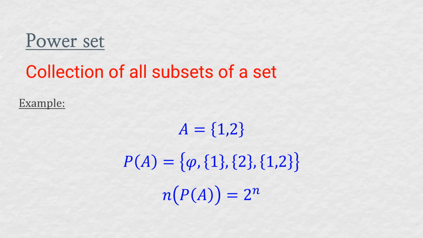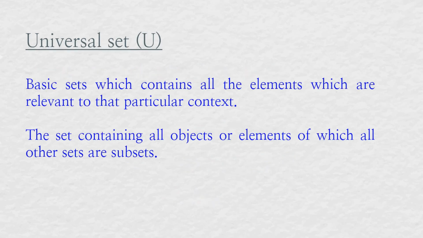Now after seeing the definition of a subset, we realize that all sets can be represented as a subset of another set. So a universal set is a basic set which contains all the elements which are relevant to that particular context. The set containing all the objects or elements of which all other sets are subsets is called a universal set. For example, if we write a set of natural numbers, the universal set for that set can be the set of integers or the set of real numbers.